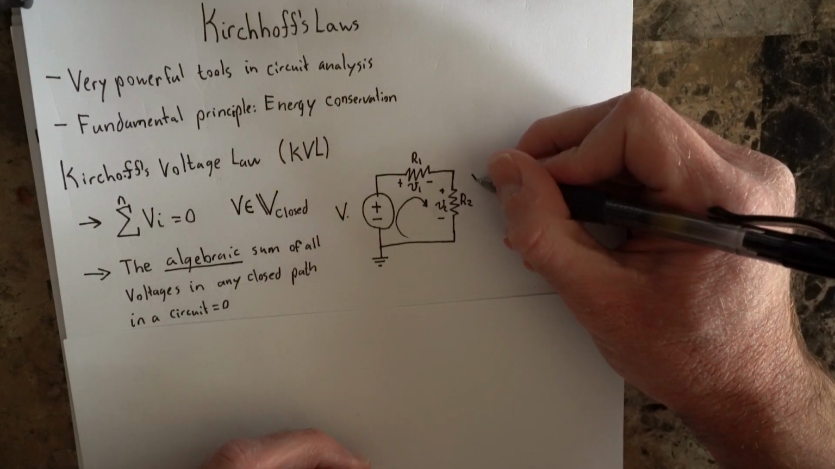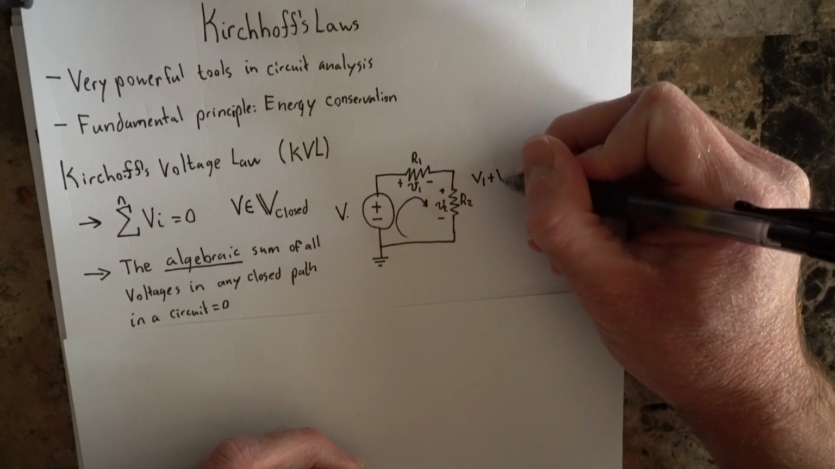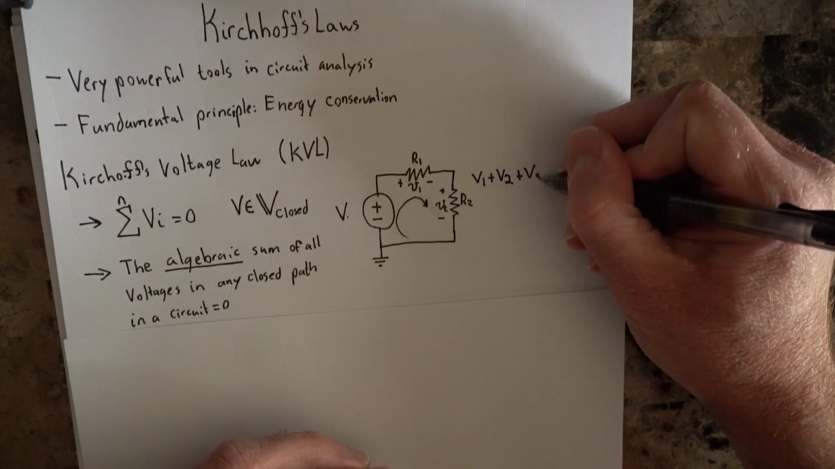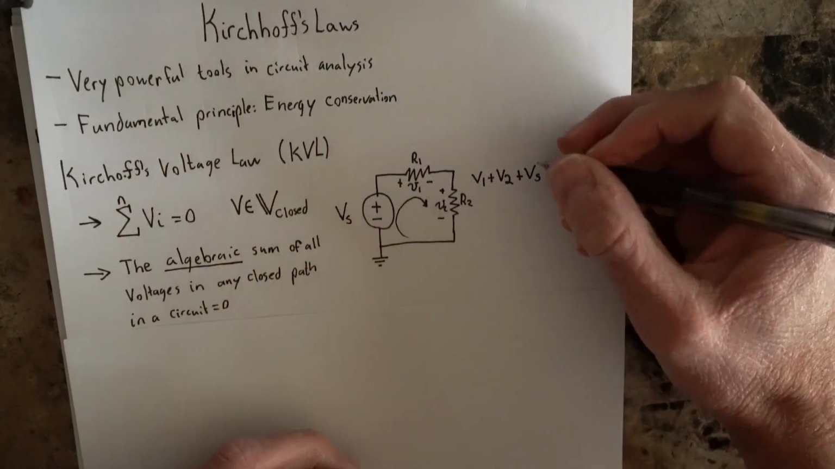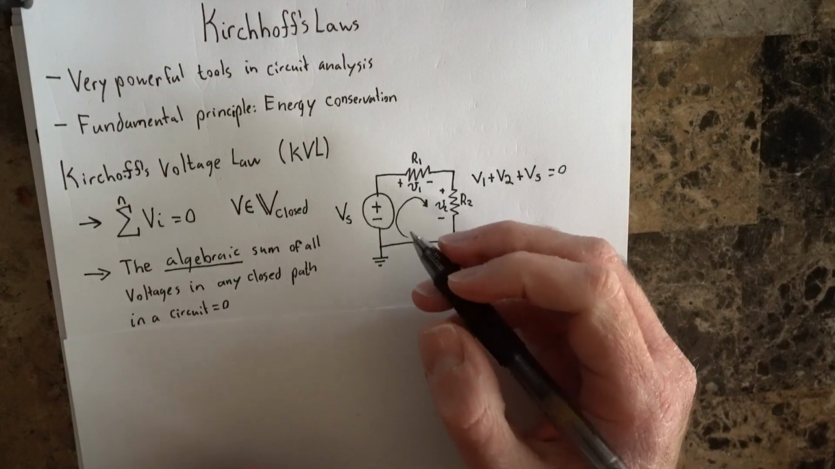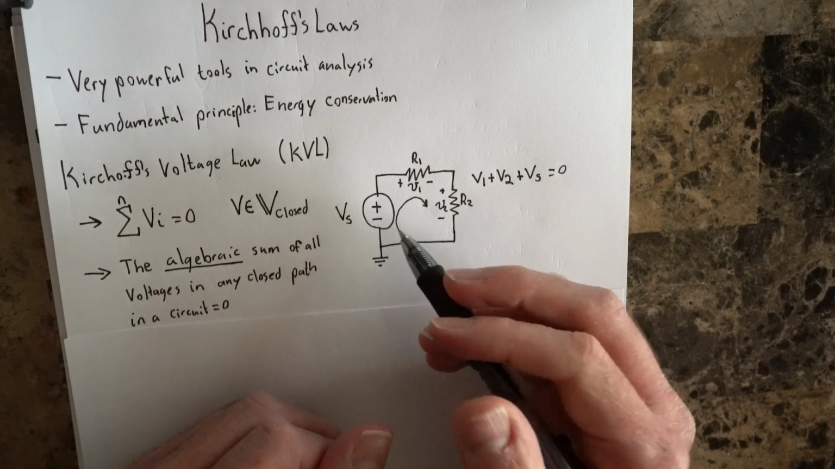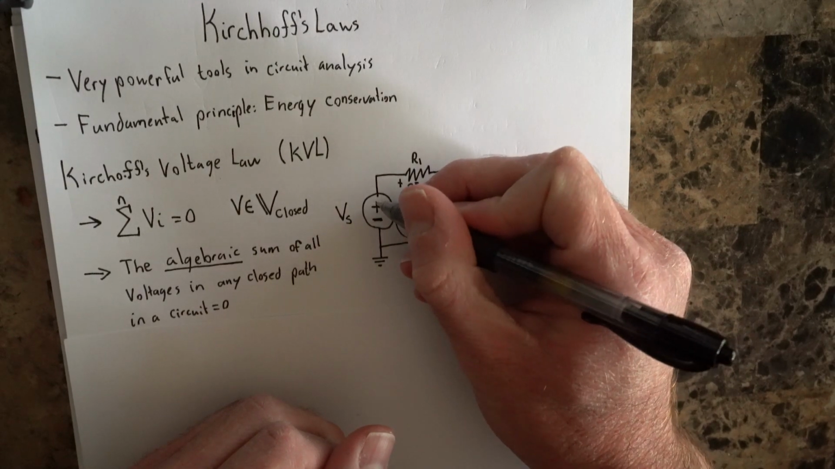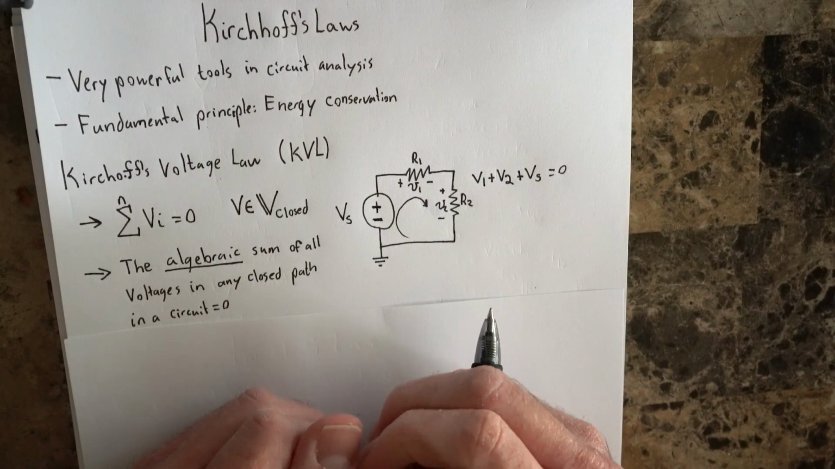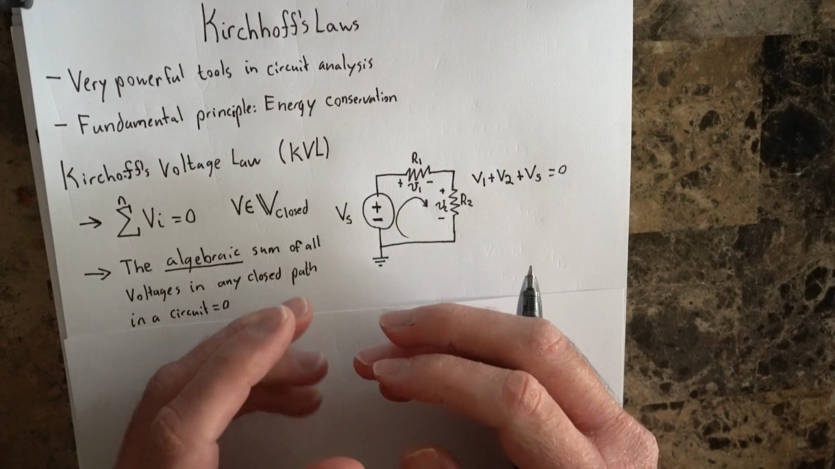So at some level, V1 plus V2 plus V source, I should call this V source, must equal 0. Now, one thing that we have to do when applying KVL is assign polarity to the voltage sources, which I've already done here, notated by this minus and this plus in the source, and this plus minus associated with R1 and R2. The nice thing is that we can just choose a convention and stick with it.